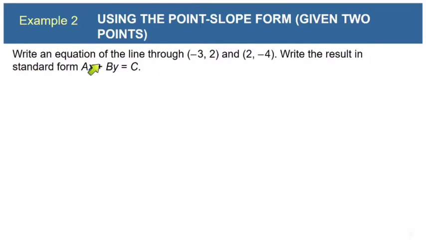Okay, here we go with example 2. This one says write the equation of a line through negative 3 comma 2 and 2 comma negative 4. Write the result in standard form ax plus by equals c.